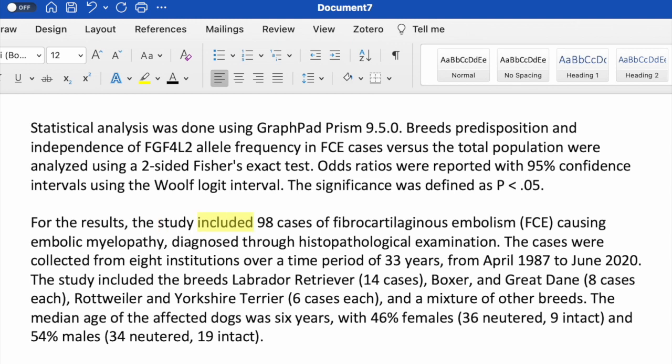For the results, the study included 98 cases of fibrocartilaginous embolism, FCE, causing embolic myelopathy, diagnosed through histopathological examination. The cases were collected from 8 institutions over a time period of 33 years, from April 1987 to June 2020.